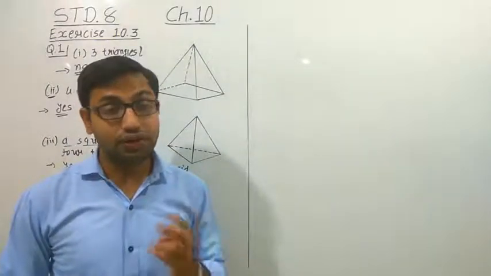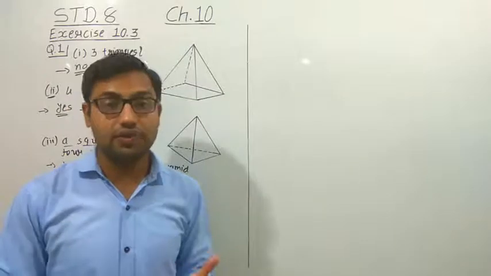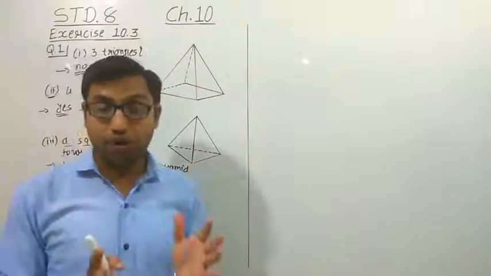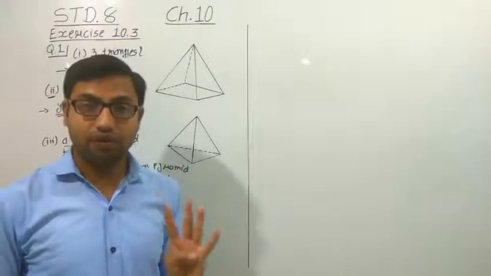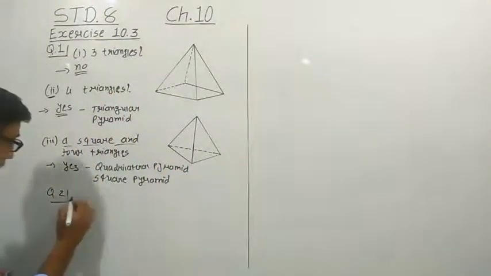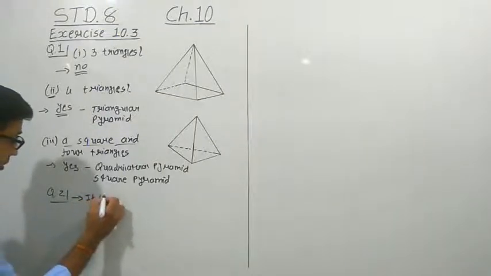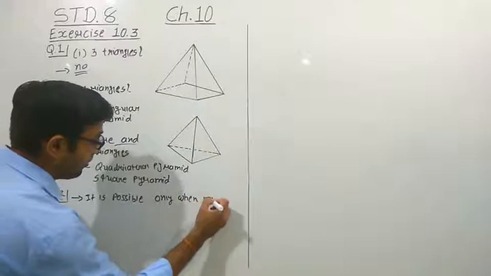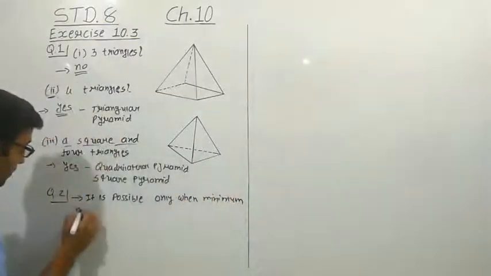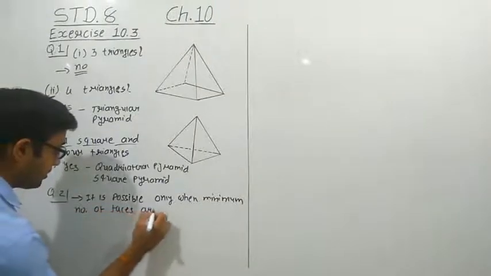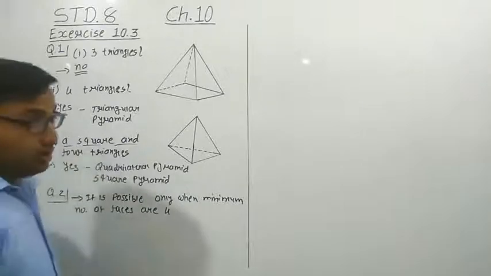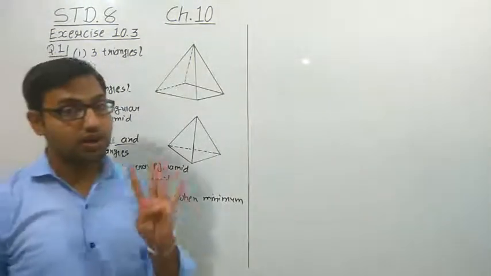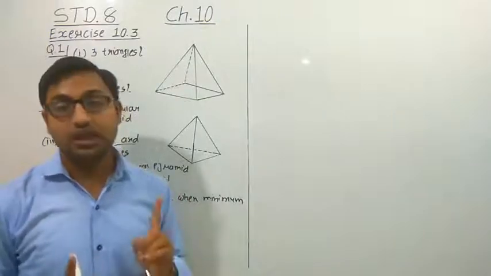What will happen if we are given 2 faces? With 2 faces or with 3 faces also, we cannot form any solid shape, right? The minimum requirement to form a solid shape is 4 faces. So here the answer you can write down is that it is possible only when the minimum number of faces is 4, right? So it is only possible to form a solid shape when the minimum number of faces given is 4, because with 3 faces we cannot form any solid shape.